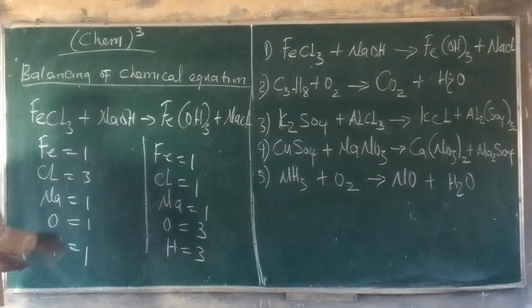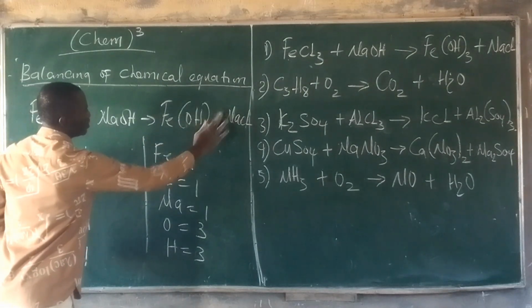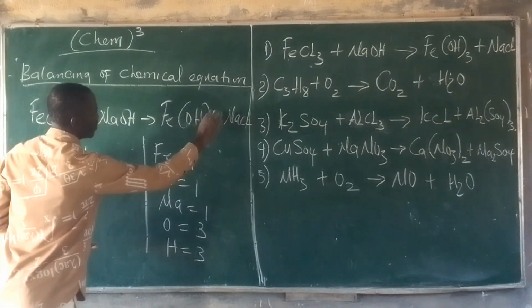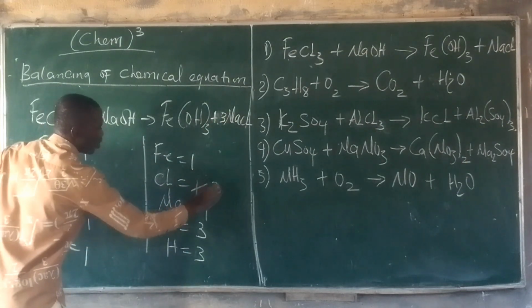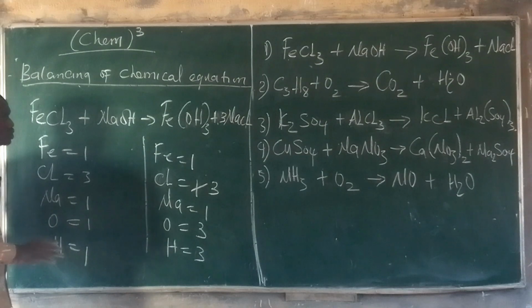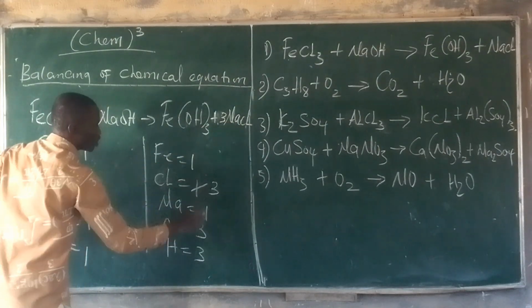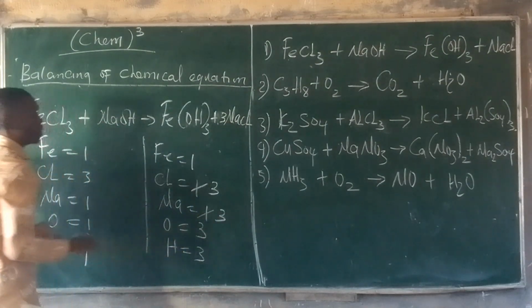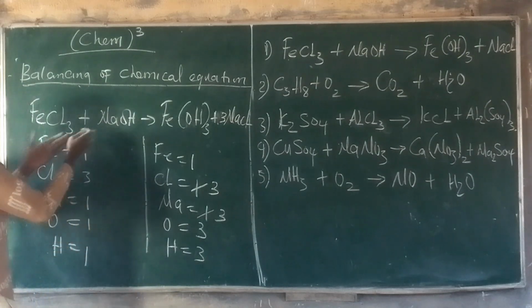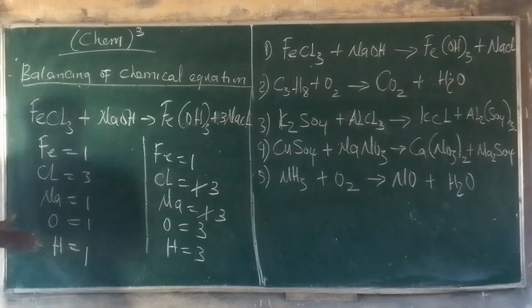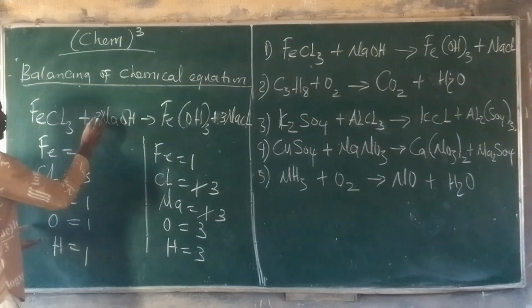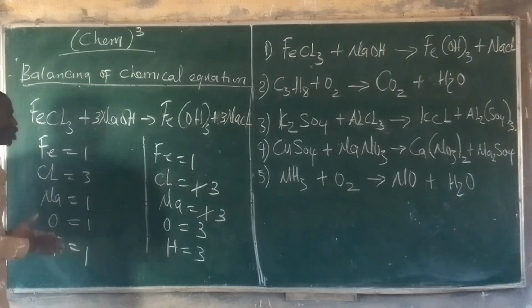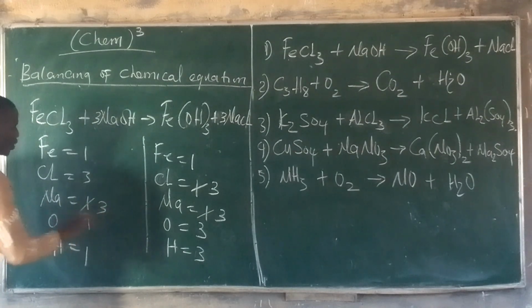What will I do to this chlorine on this side to make it equivalent to 3? If I add 3 here, notice that chlorine will become 3. That's the first thing to do. But 3 times 1, sodium will also change to 3. But over here, we have that sodium is 1. What am I going to do? If I add 3 to this side, sodium will also change to 3.